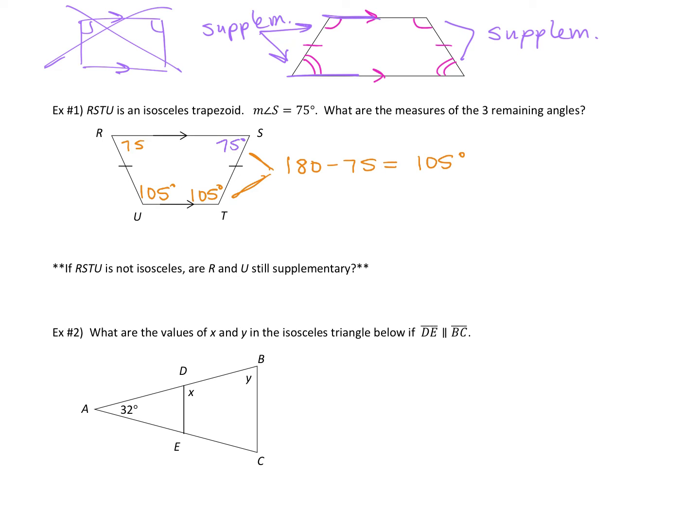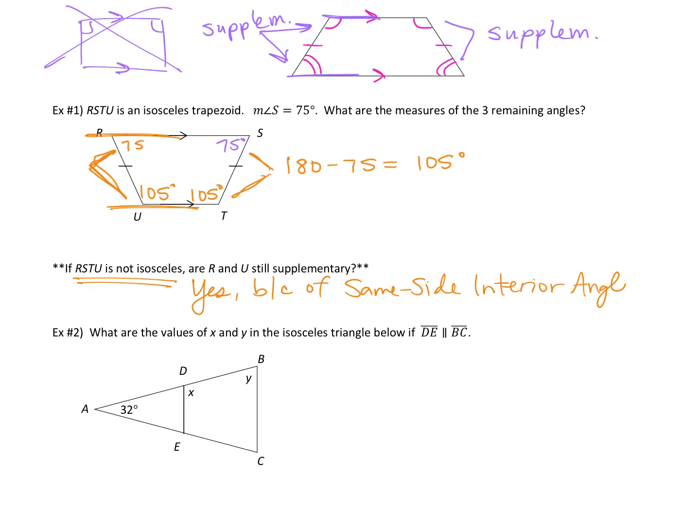Okay, so let's consider, if this were not an isosceles trapezoid, are these two still supplementary? Yes. The two that are on the same leg will always be supplementary because they are always same side interior angles, right? So we would say yes, because of same side interior angles. If you have those parallel lines, those are going to be supplementary.